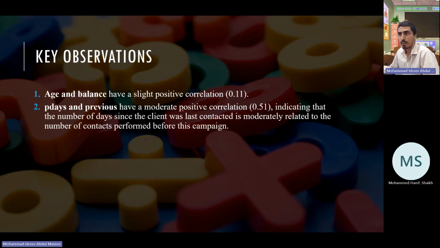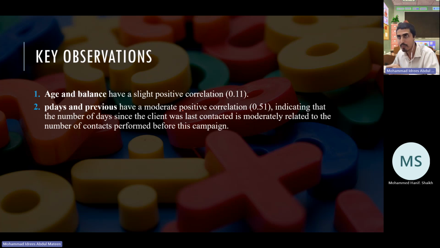Key observations are that age and balance have a slight positive correlation, because as the age goes up in this data set, balance is going higher. So it means that if somebody has a higher age, he will definitely be in a good position. This data set is telling you that. It doesn't mean that it will work like this in the real world, but this data set is telling us that customers who have a higher age also have a higher balance in their bank accounts.